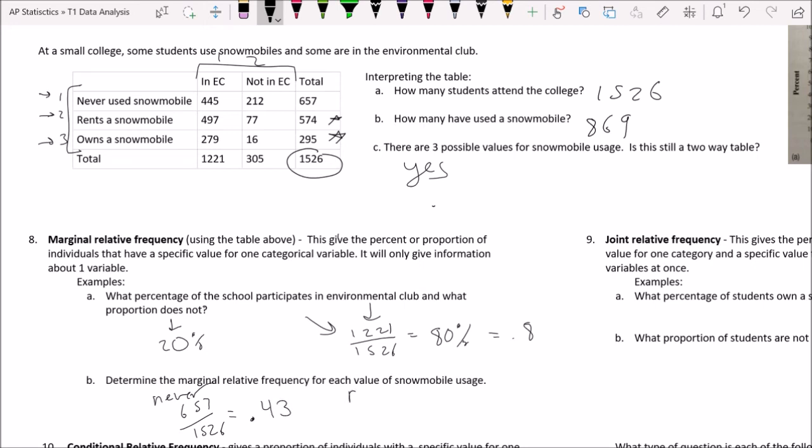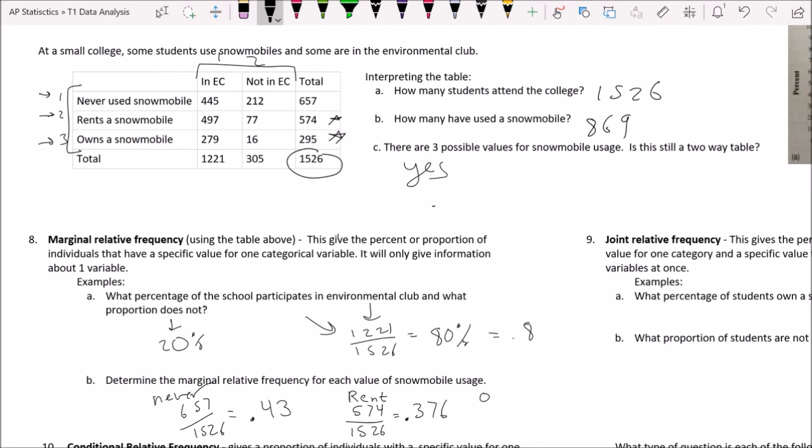What about the ones who have rented? Same exact process, but now it's 574 out of 1,526 still. And that is 0.376.